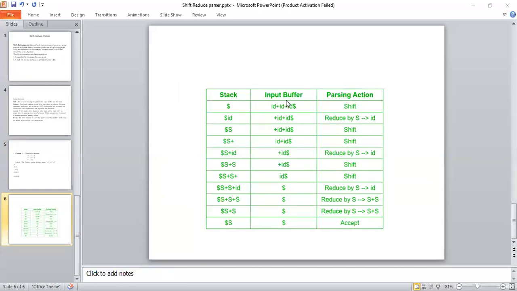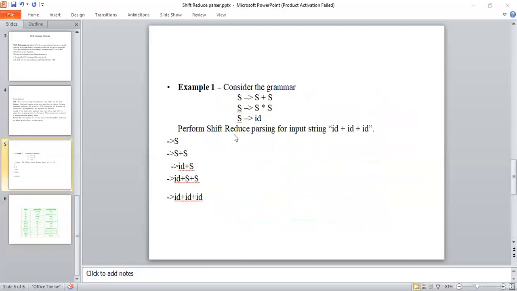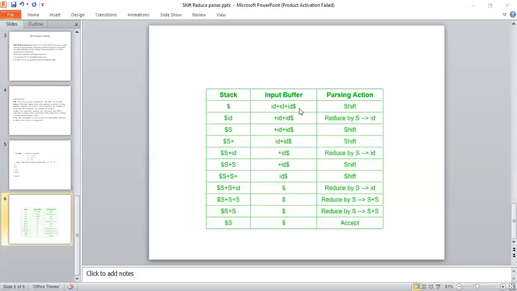Okay, here I have an input, id plus id plus id, because according to this grammar, I'm taking the input as an id. From this id I'm reducing to S. To do that, my input buffer is id plus id plus id dollar, and initially my stack is dollar. So the input string ends with a symbol called dollar, and my stack is also initially filled with the symbol dollar.